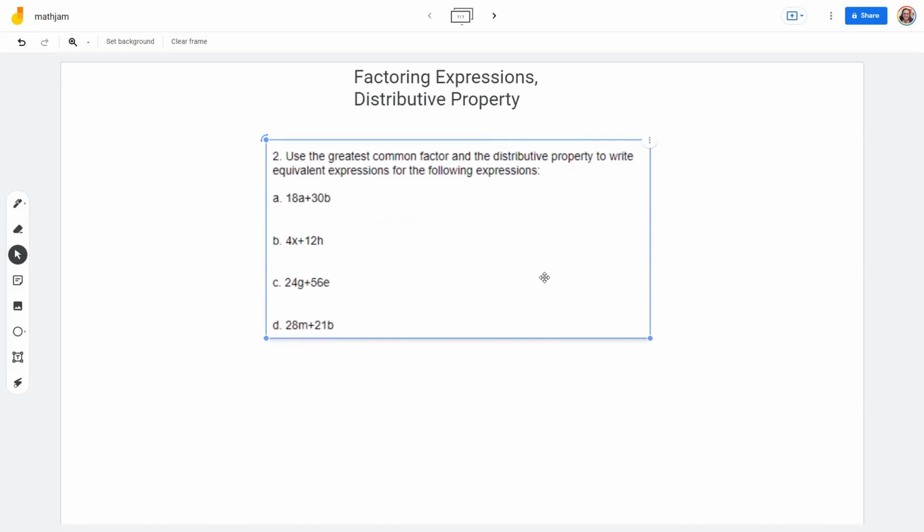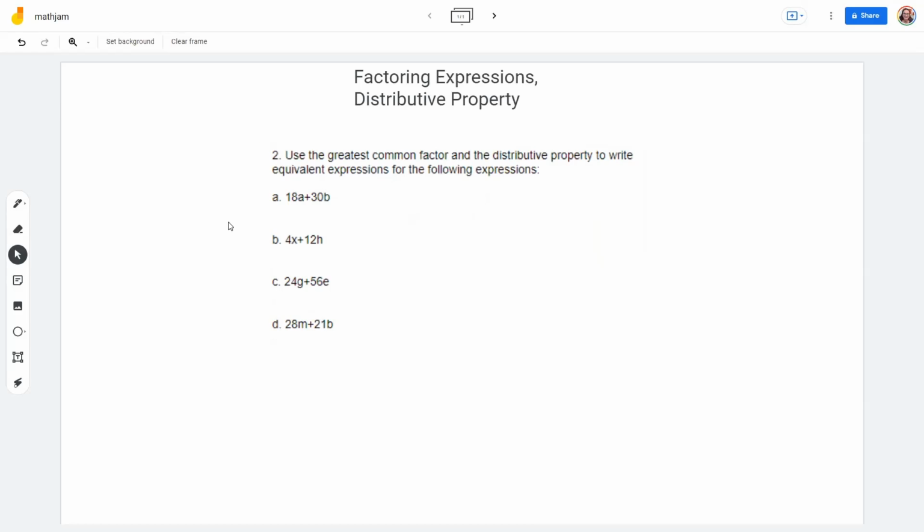All right, so here it says use the greatest common factor and the distributive property to write equivalent expressions for the following expressions. Okay, so remember, when we're writing something that's an equivalent, we're going to be writing something that equals the same thing. So the first thing we have to do is find our greatest common factor. I'm sure you remember from a while ago, I did a video about finding your greatest common factor by using a Venn diagram.